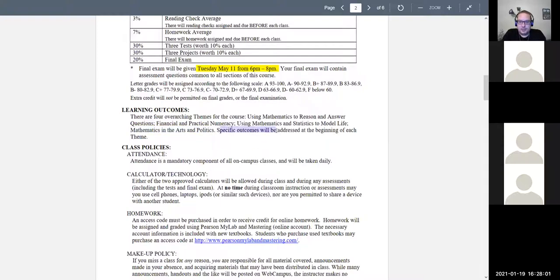And the specific outcomes will be addressed at the beginning of each theme. So again, we're thinking of the themes as pieces of the semester. So theme one is just the first part of the semester. First, I believe it's 3 or 4 weeks of the semester. And then theme two will be week 5 through, I think, week 8.